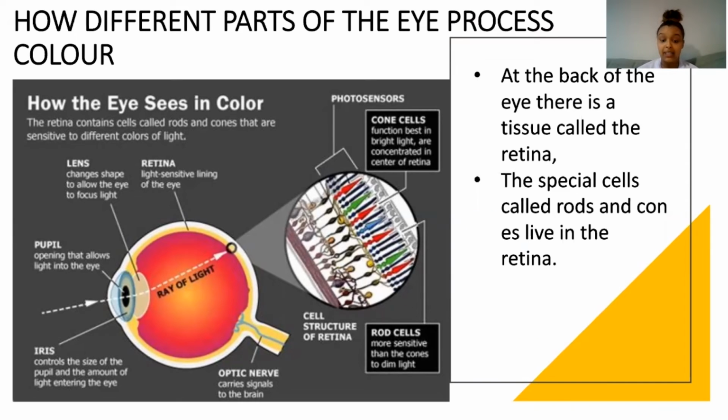Firstly, you look at the back. The first tissue is called the retina. As you can see in the photo, the special cells called rods and cones live in the retina. These cells are the eye's lookouts. They also spotlight and let the brain know about it.